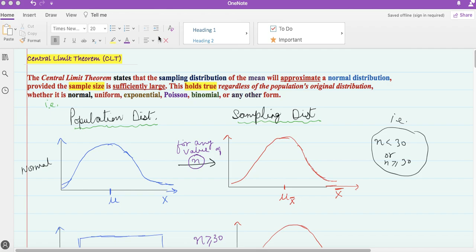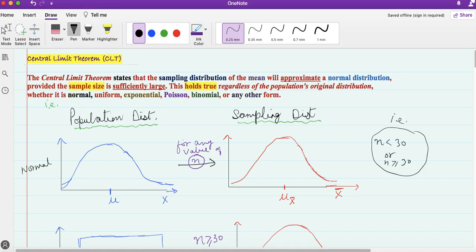Hello everyone. In this video, I am going to share with you about the central limit theorem. We will discuss the concept behind it, and I'll take up three examples of different categories to illustrate this concept. So let us begin with the concept. What does it mean?